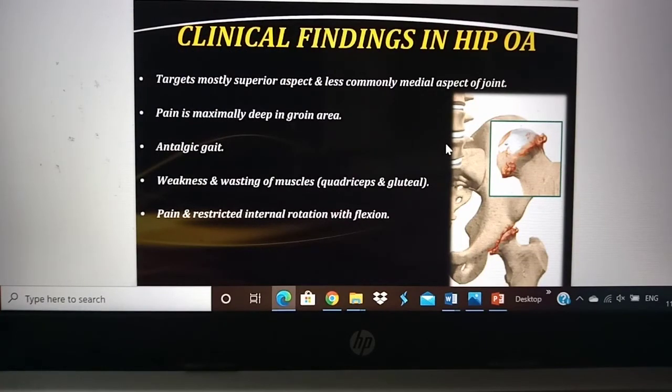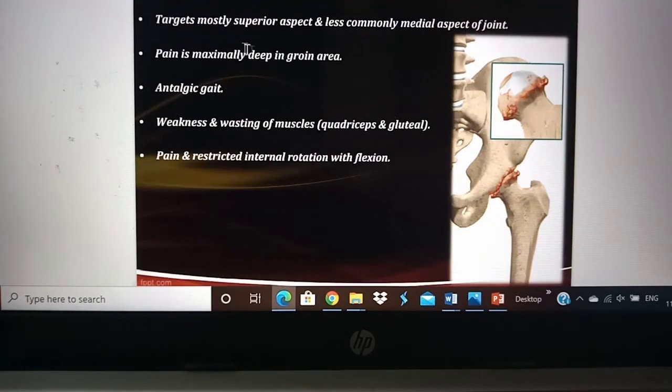What about hip osteoarthritis? Here they have mostly pain over the medial aspect of the joint, and the groin area has maximum pain, and they have something called antalgic gait. Antalgic gait is painful gait; gait is walking. When you see them walking, you can see that they are having severe pain. They shift from one side to another, and they will not weight bear for a long time on one leg. That is antalgic gait.